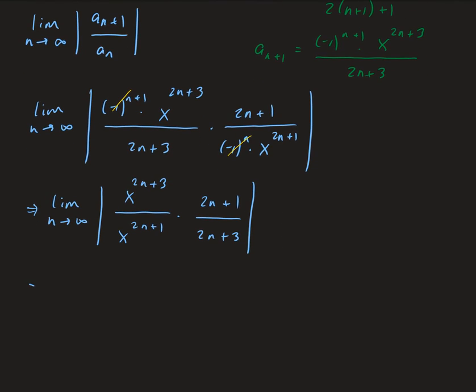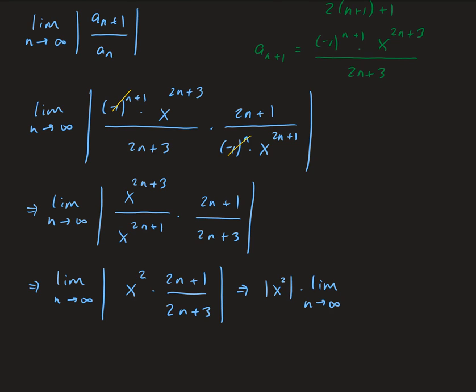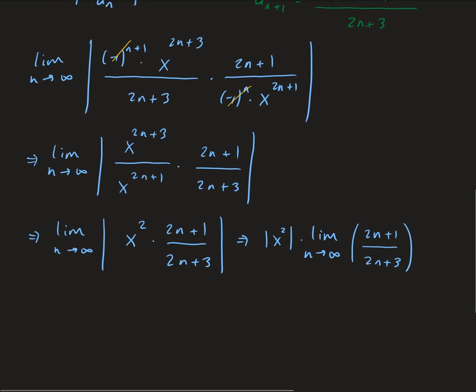Now x to the 2n plus 3 divided by x to the 2n plus 1 leaves us an x squared up top, and we have 2n plus 1 divided by 2n plus 3. We can take out the absolute value of x squared, so we have the limit of 2n plus 1 divided by 2n plus 3. This limit is equal to 1, because you can think of this as a rational function of 2x plus 1 divided by 2x plus 3, and taking the limit as x approaches infinity gives you 1.